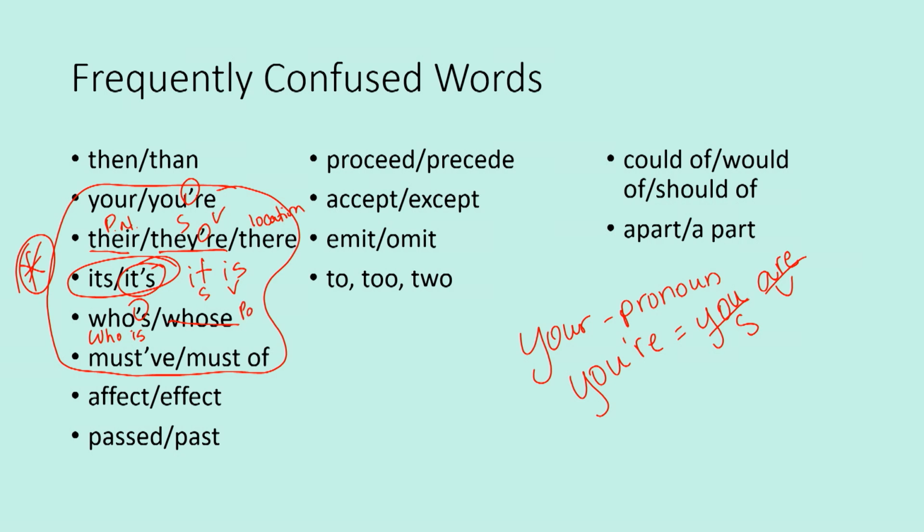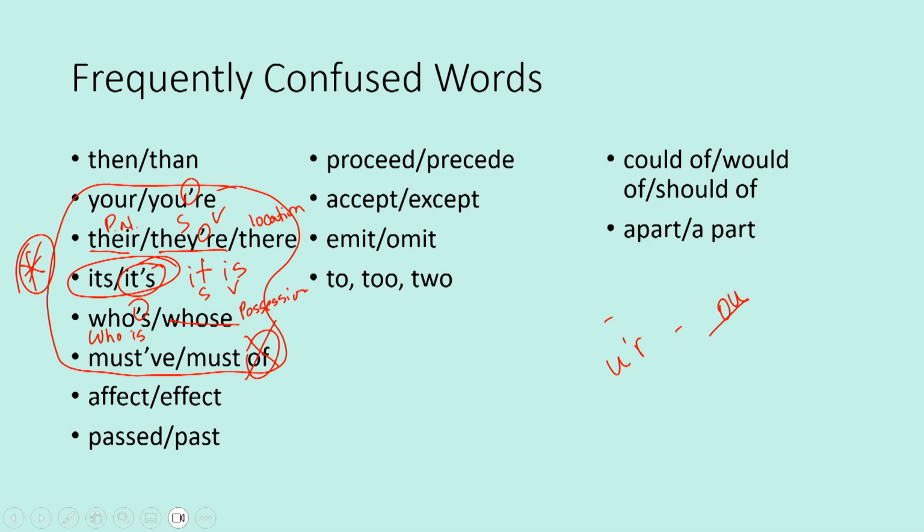Whose shows possession. And when you say the word must've, that stands for must have, not must of. Must of is never a correct spelling of must have. So make sure that you understand would have, could have, should have. It will never be "of." Could have, would have, should have, and that is apostrophe VE.